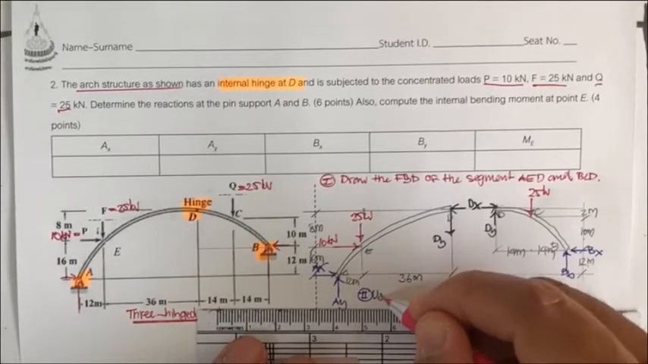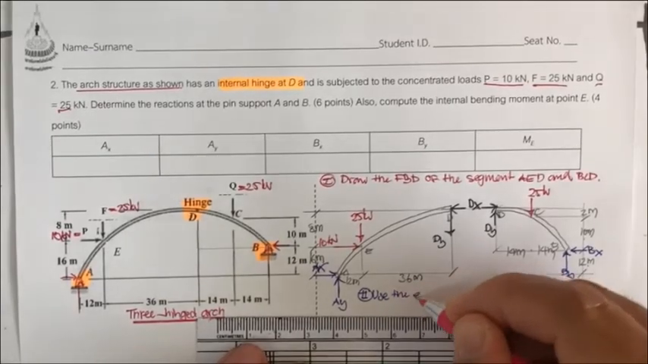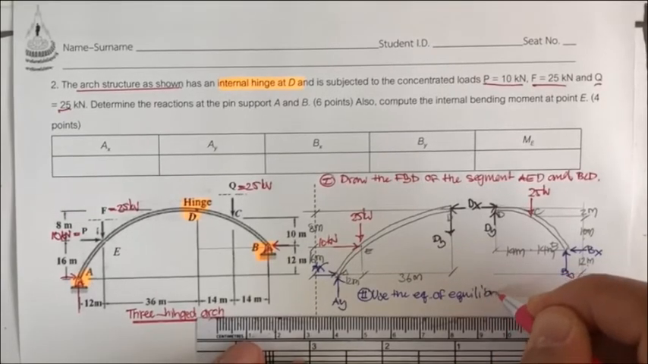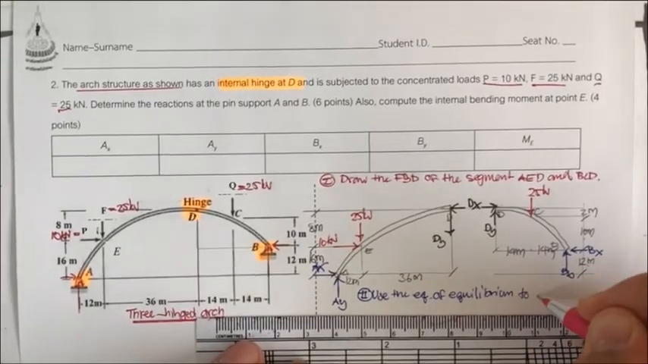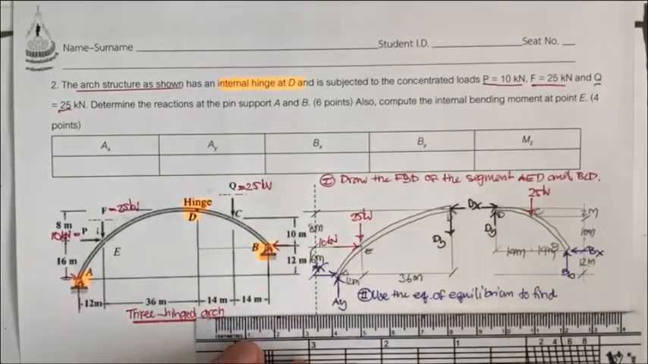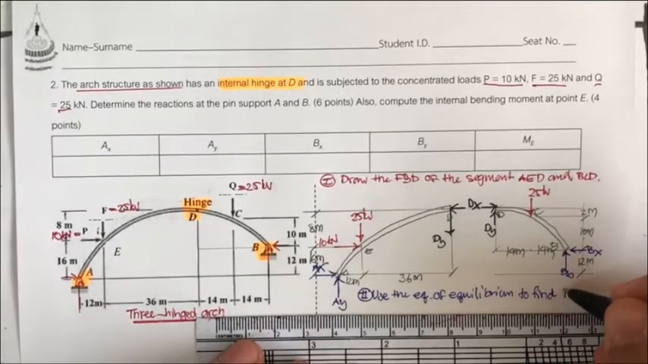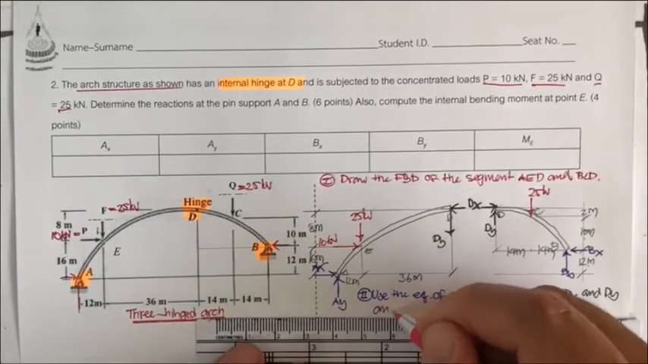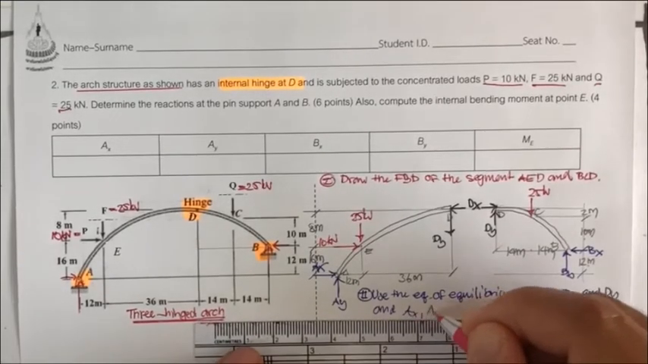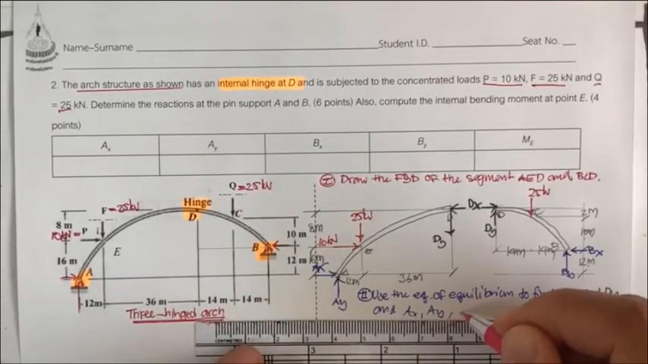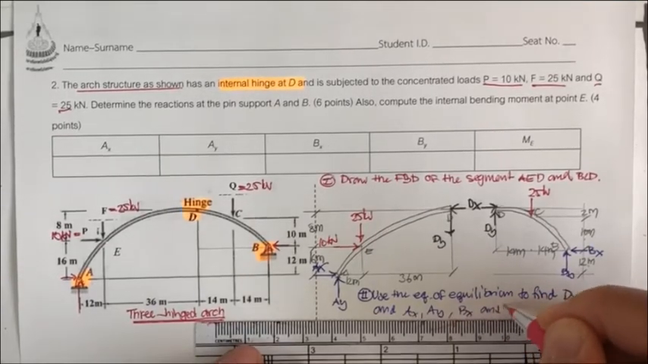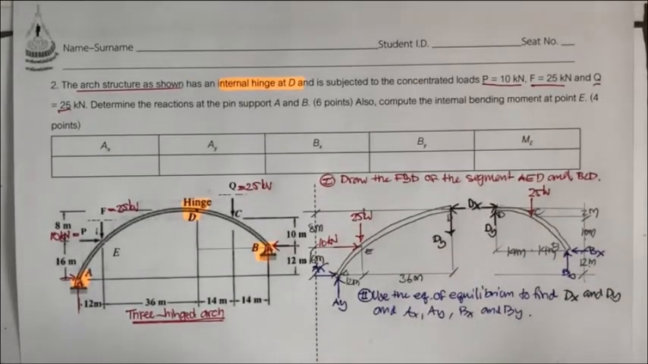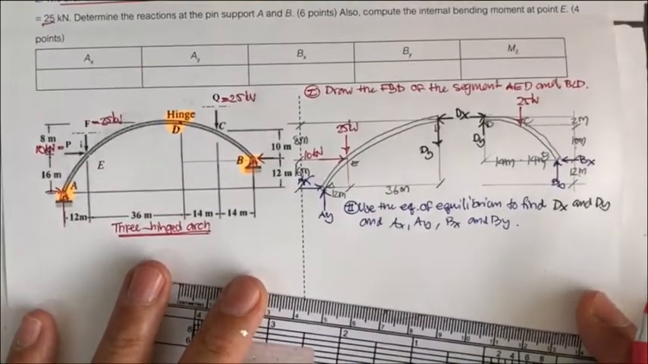Okay, use the equation of equilibrium to find, we choose which one first. We find D sub x and D sub y, A sub x, A sub y, B sub x and B sub y. So, okay, and then we should use this free body diagram to determine it.